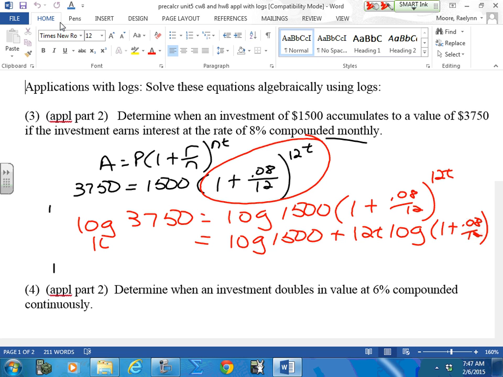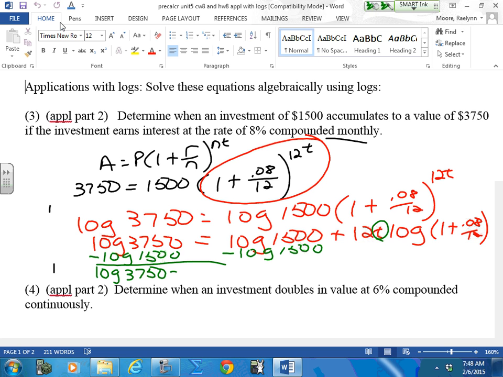Now our goal is just to solve for our variable. And here's your variable right here. So we have to isolate that term. So we're going to subtract this log from both sides. And remember, we don't subtract the numbers. We have to physically say the log of 37.50 minus the log of 1,500 equals this little mess over here.